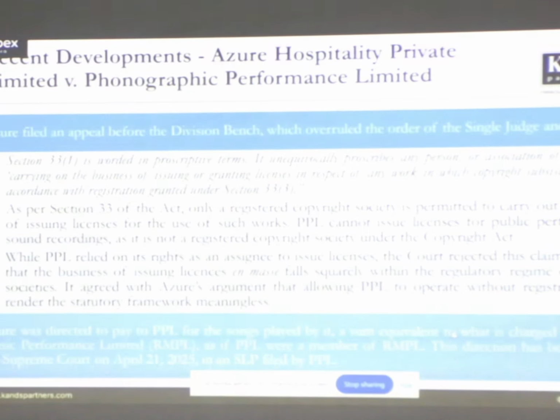PPL made the same argument that the single judge had made in its favor, that I'm the owner. But the court said that you may be the owner, but you are issuing licenses en masse, and you are in the business of issuing licenses. If I were to allow your argument, then the regulatory regime becomes redundant. There's no point of having a specific bar on non-registered copyright societies issuing licenses if I were to allow this argument. So that is why PPL lost the interim order before the division bench.